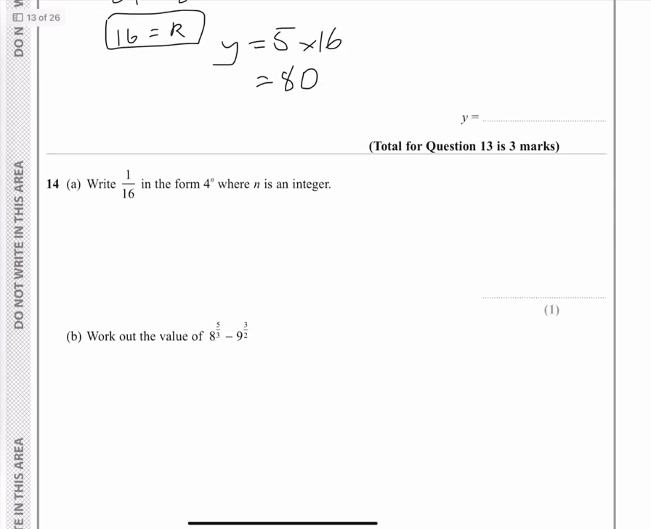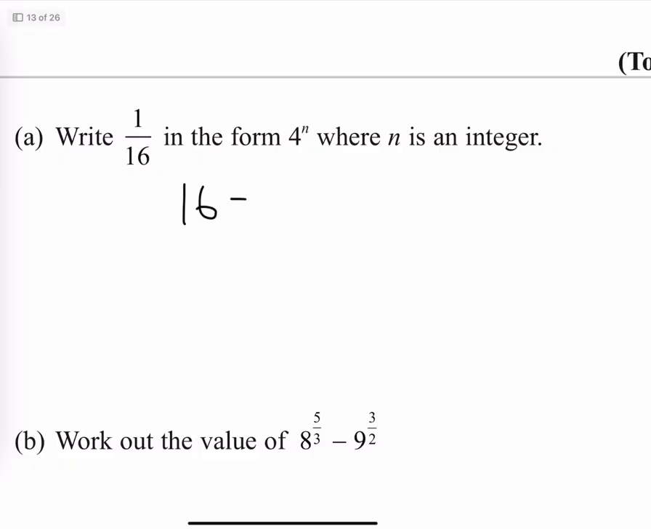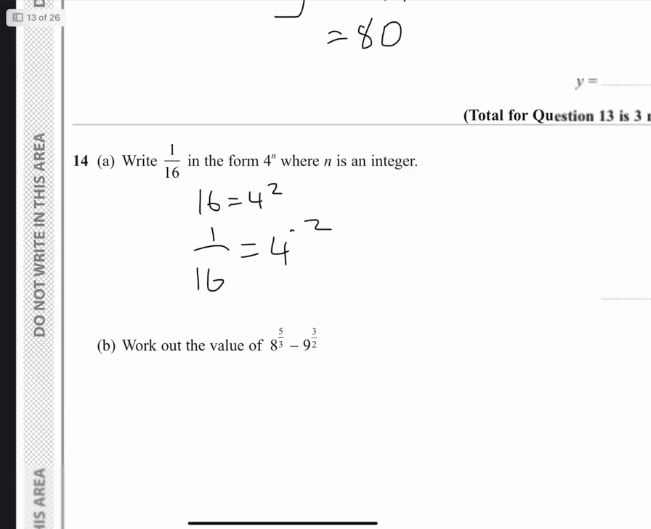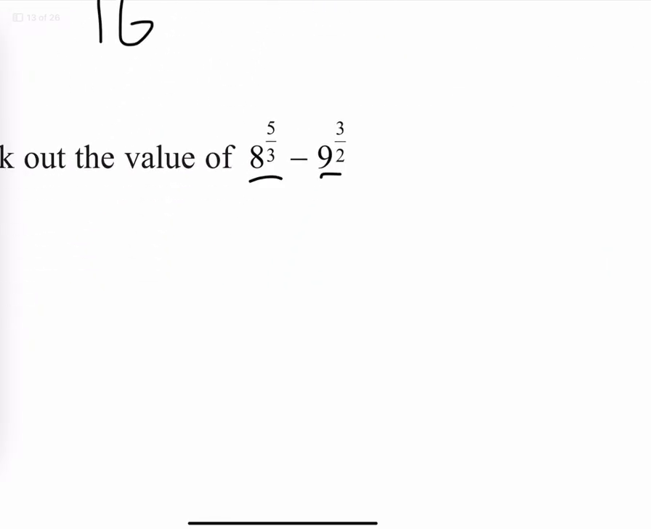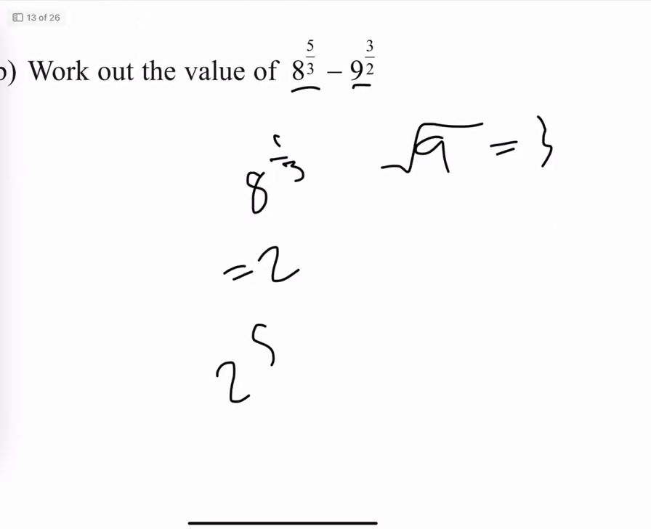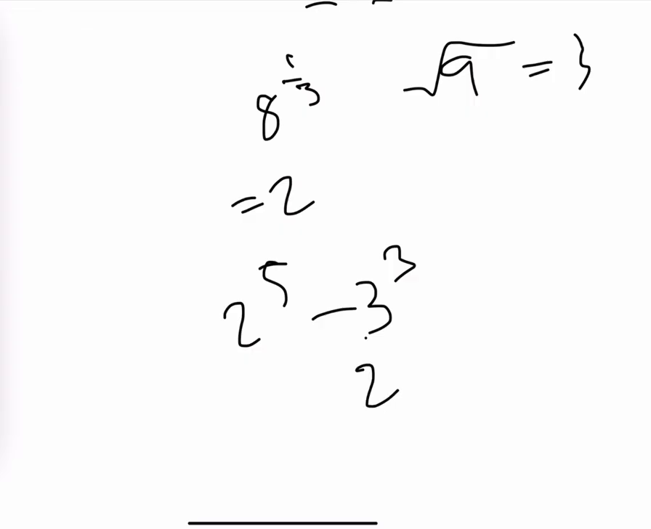Write 1 over 16 in this form. Well, 16 equals 4 squared, but it's in the denominator, so 1 over 16 equals 4 to the minus 2. This would be horrible if they give you odd numbers, but they didn't, so we can relax. 8 to the 3rd, remember that's like your square root, but cube in this case, is going to be 2. And 9 square rooted is 3. So then that's just 2 to the 5 minus 3 cubed. So that's 3, 9, 27. And then 2, count it with me, that's 2, 4, 8, 16, 32, which equals 5.